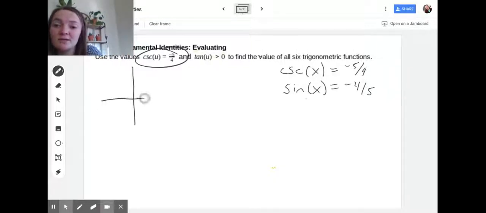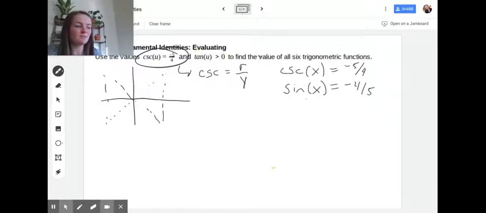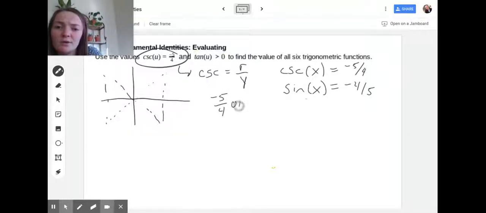So using this bow tie method, using triangles in the shape of a bow tie, let's determine which triangle it's going to be. Well, cosecant is equal to r over y. So it's the reciprocal of sine. Sine is y over r, so cosecant is r over y. That means there are 2 options: either it's negative 5 over 4, or it's 5 over negative 4.